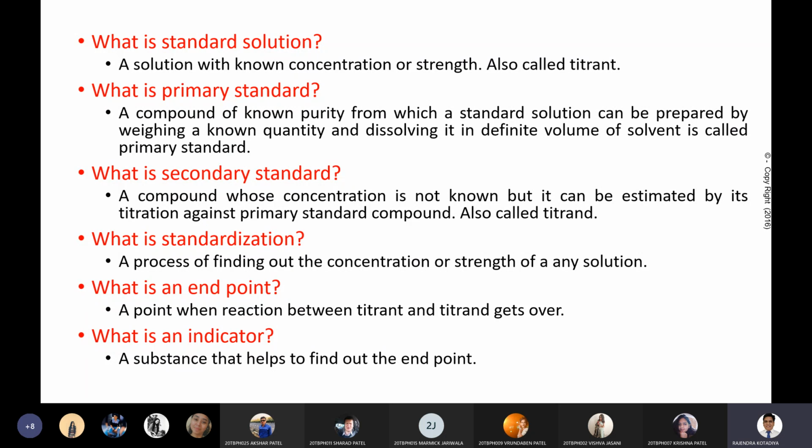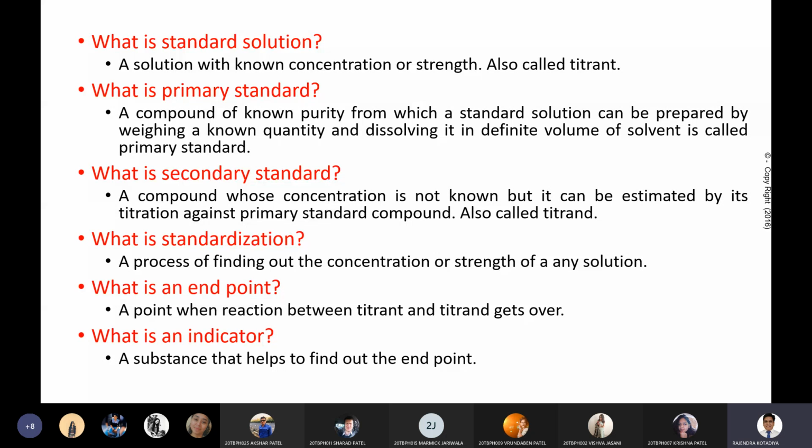The process of standardization is nothing but the process of finding out the concentration of an unknown solution. So suppose you have a secondary standard solution whose concentration is unknown, and if you find out its concentration by doing the process of titration, then that whole process is known as standardization.